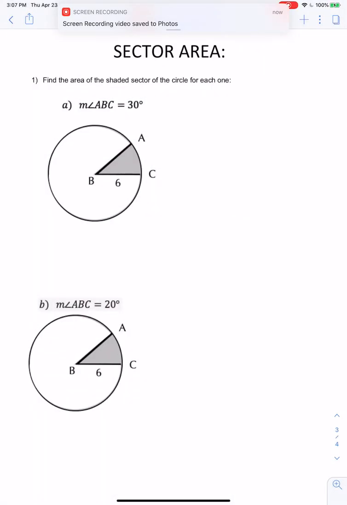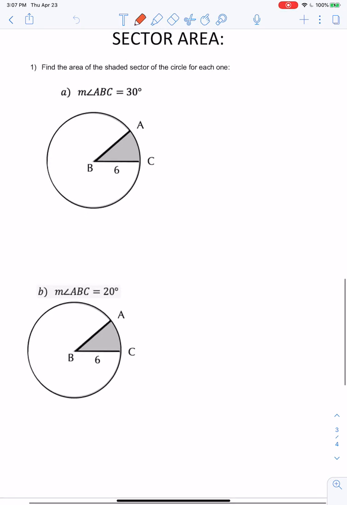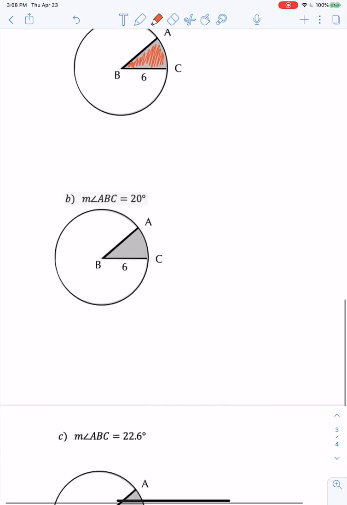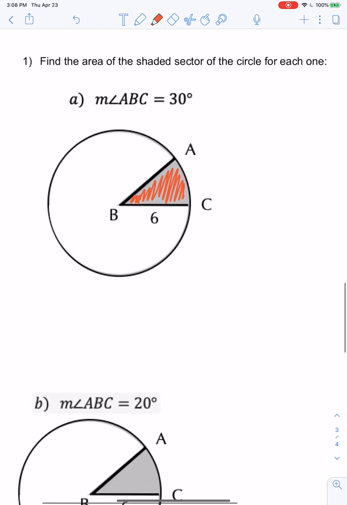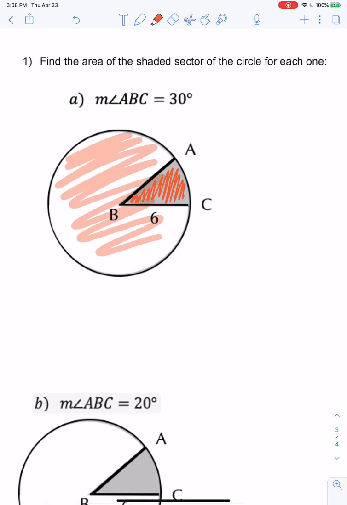All right, video number 2 of the week, and this is about finding a sector's area. So we talked about what a sector was, and what we're actually going to do is find this shaded piece. Now we know that this shaded piece here is a part of the whole area of the circle.